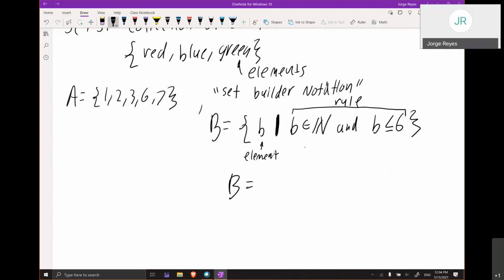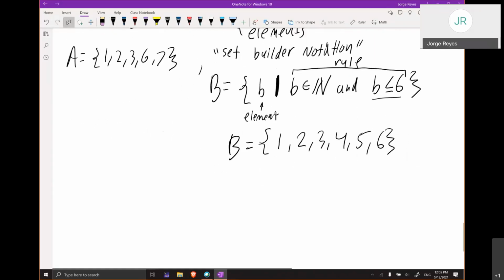So now with the rule, if I wanted to, I could write this down. B has to be a natural number, so you just start writing those down. And then you get to 6 and you're like, wait, 7 is not less than or equal to 6. So you just stop. And there's B.